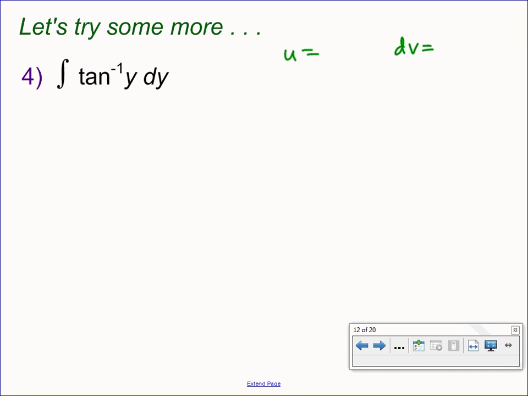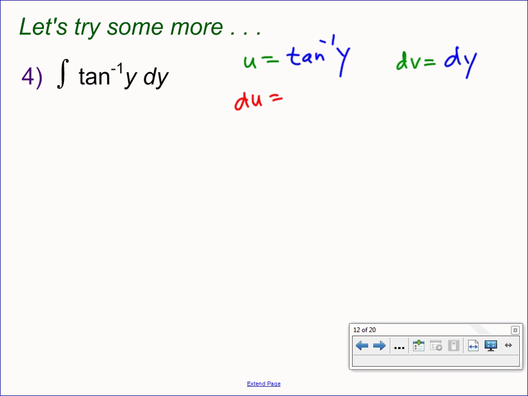So LIATE, the I is for inverse trig. Inverse tangent of y is going to get the u assignment, so inverse tangent of y is going to be u, and then dv is just dy, and that takes care of my entire integrand. You guys see it? There's my integral of u dv. Great. So then what's du?